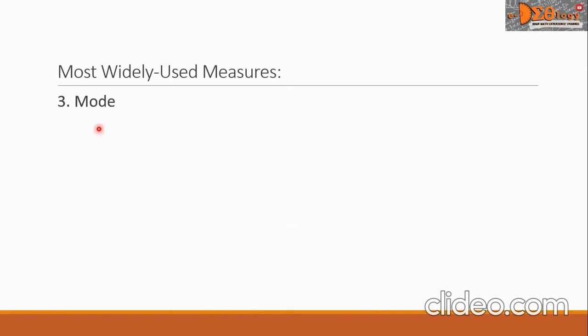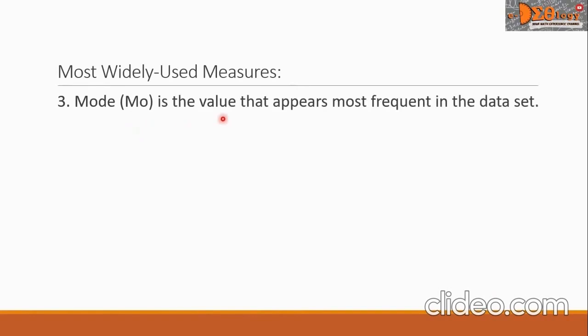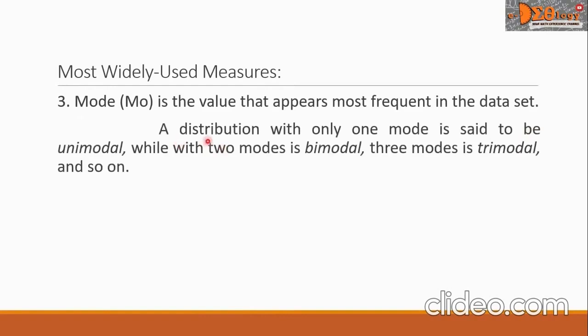Let's go now to the third measure, and that is the mode. Some books give the symbol MO for the mode, and this is defined as the value that appears most frequent in the data set. A distribution with only one mode is said to be unimodal, while with two modes is bimodal, three modes is trimodal, and so on.